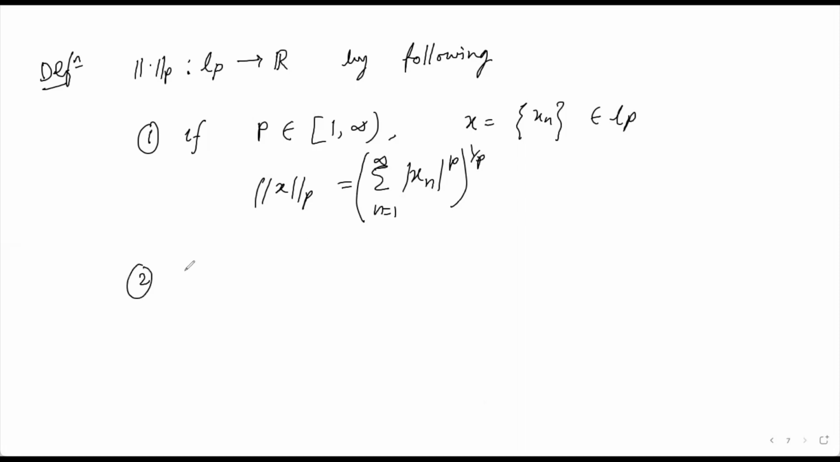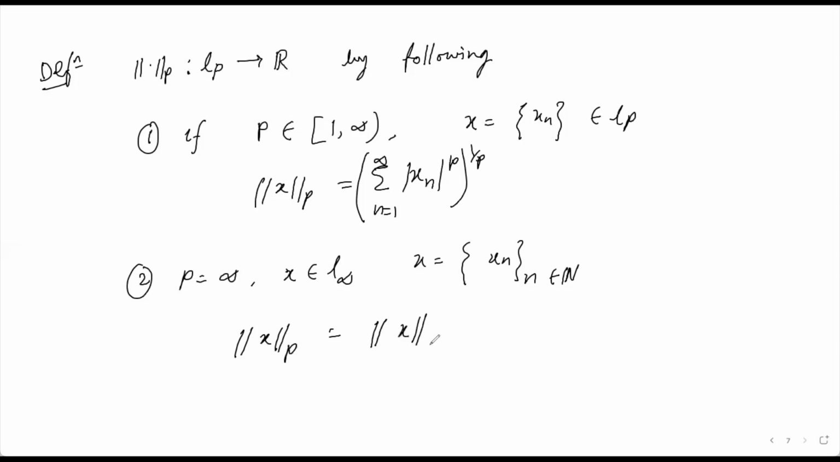And for p equal to infinity and x belonging to L infinity, so x is equal to the sequence (xn), a real bounded sequence, we define the infinity norm of x as the supremum of the absolute value of xn, where xn are the terms of the sequence x. The supremum is taken over n belonging to the set of all natural numbers.